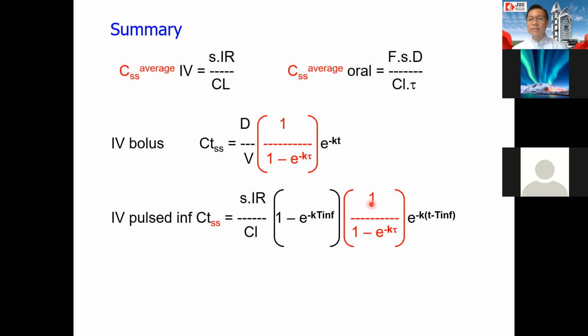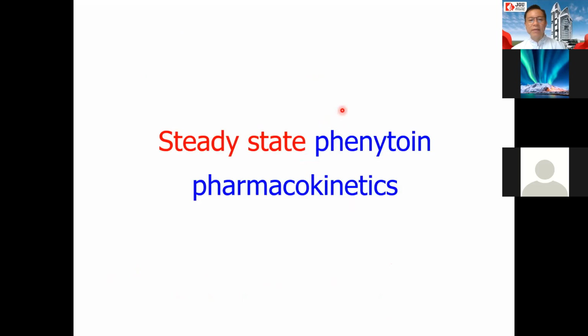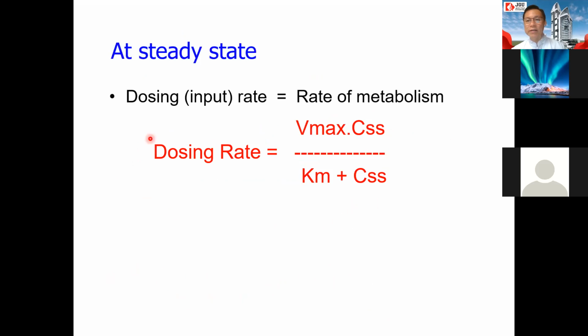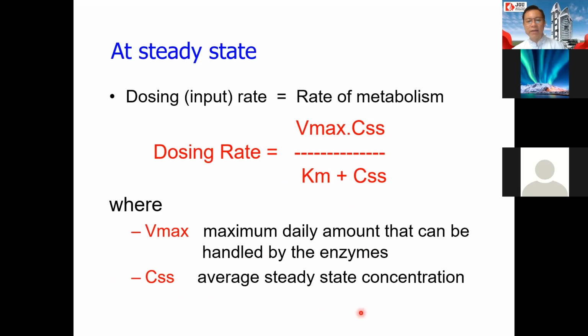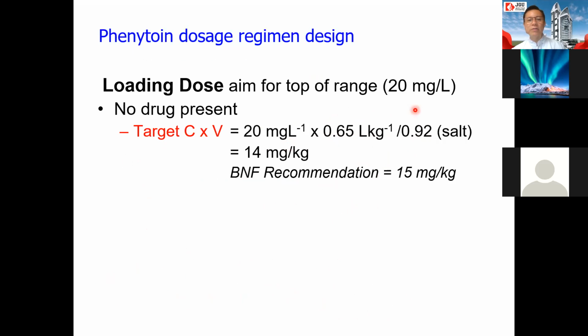The red color is what we call the accumulation factor. And this one is for oral. Now phenytoin is a bit different, because phenytoin follows non-linear kinetics. So you have Vm times Css divided by Km plus Css. Vm I already explained to you just now. And for the loading dose, you just target the dose as C times V.